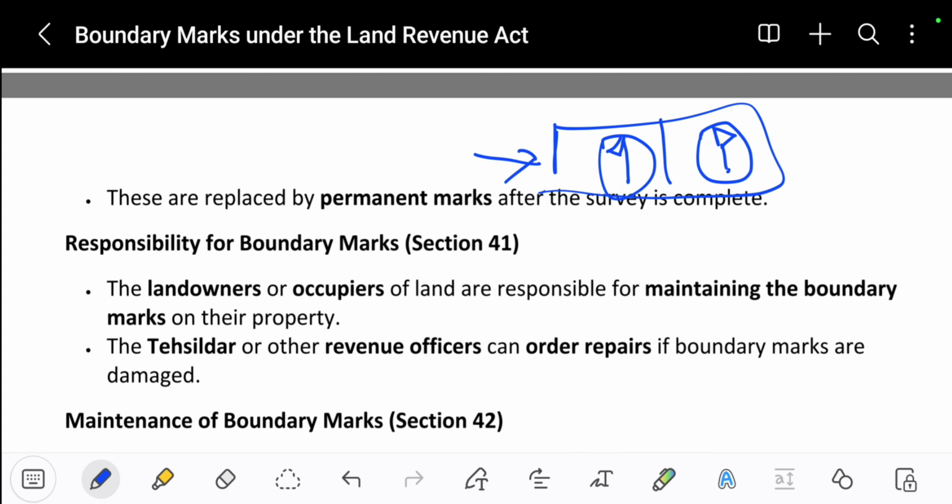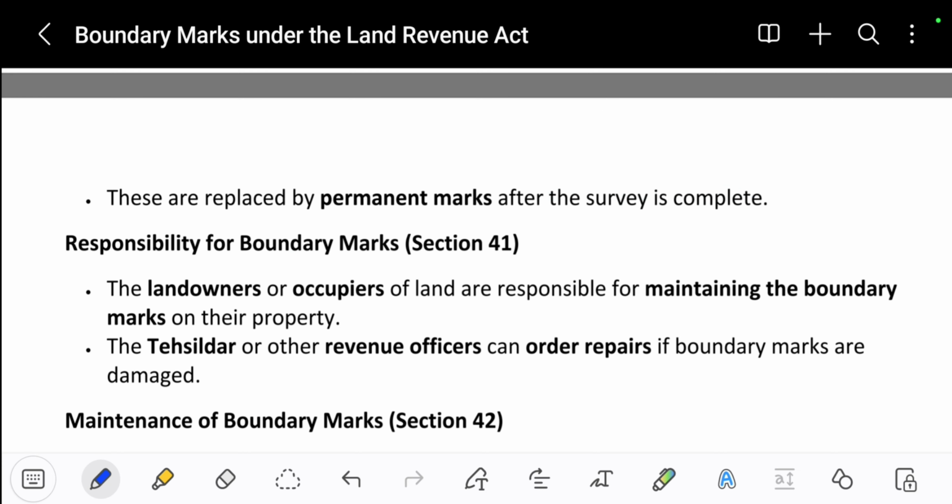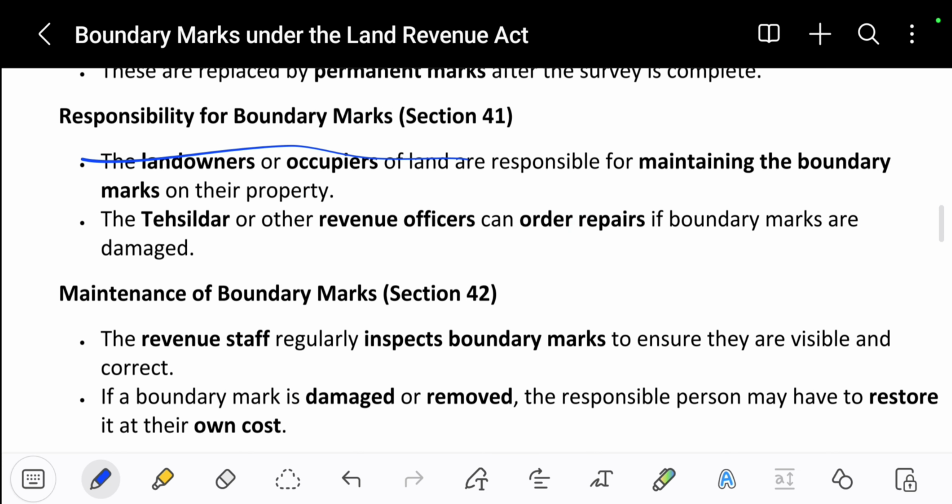After placing this flag, the officer himself will make a boundary between those lands in order to make a permanent separation of the lands. Okay. Responsibilities for boundary marks. So Section 41 is started. In this section we will understand what responsibility we have to do if we make a boundary mark.